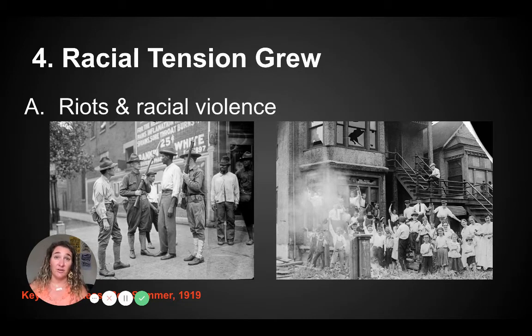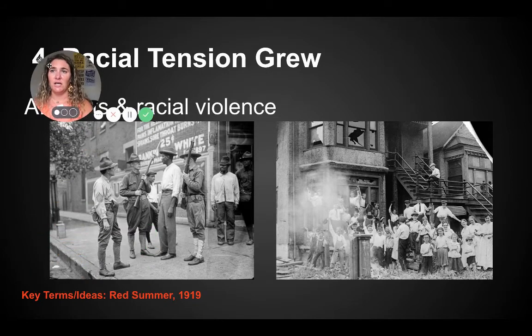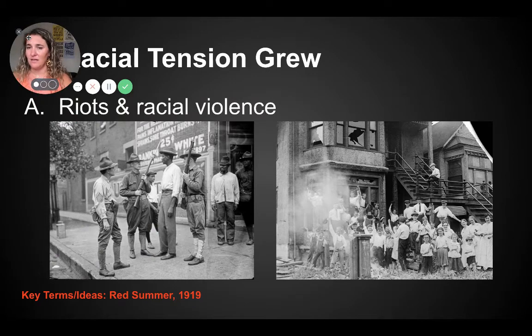The summer of 1919 is often referred to as the Red Summer. There were 83 lynchings in the South in 1919 alone. There were race riots in Washington, D.C., Knoxville, Tennessee, Longview, Texas, Phillips County, Arkansas, Omaha, Nebraska, and there was a full week of rioting in Chicago. This is just in the summer of 1919.